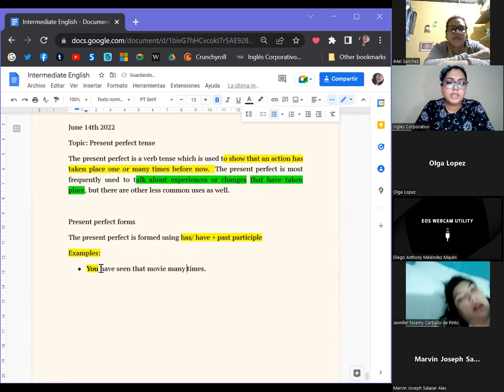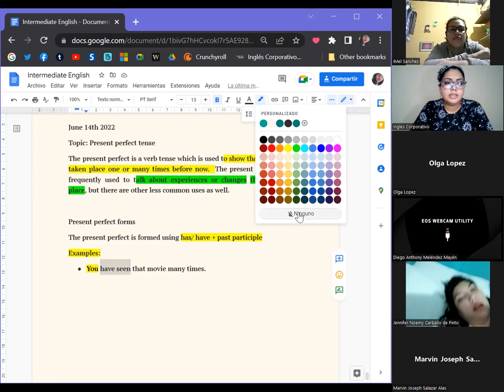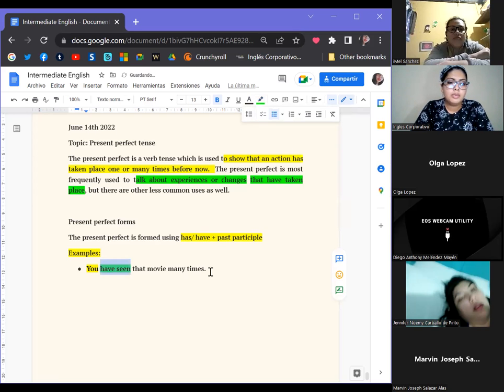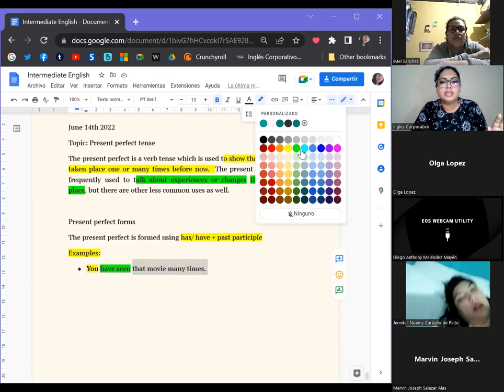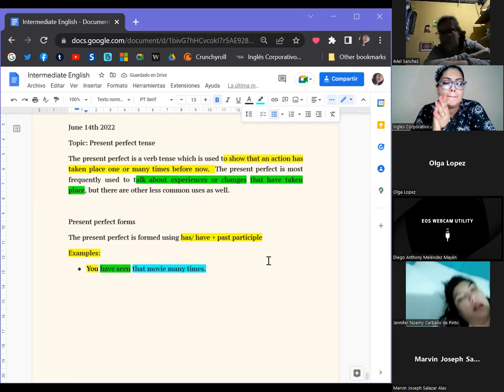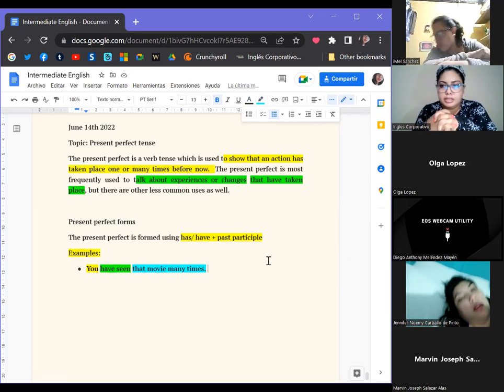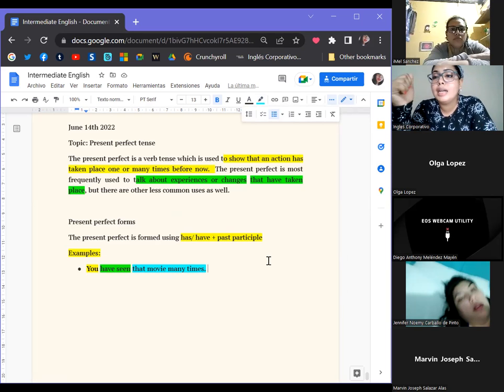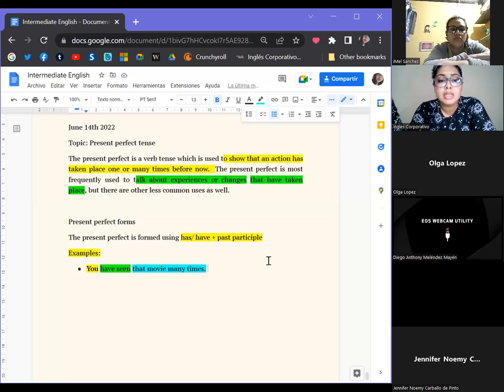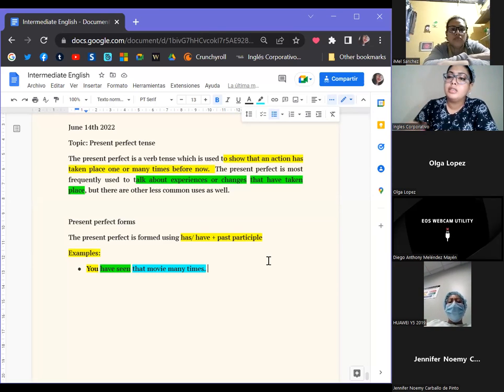We have the subject. Now we have the structure. Have plus the participle, the past participle in this case. And then we have the complement, like in the other kind of sentences. So we have three parts in this kind of statements. We need obviously the subject or the pronoun that we are going to use to make the sentence. Then we have the structure, that is has or have, then the verb in past participle, and then the complement. And that's all the things that we need to write this kind of sentences.